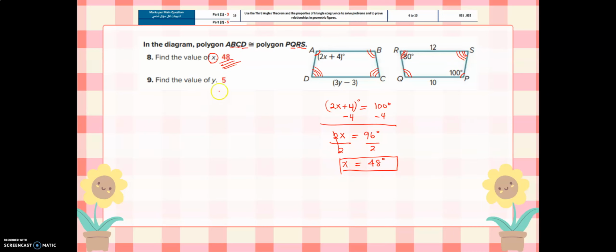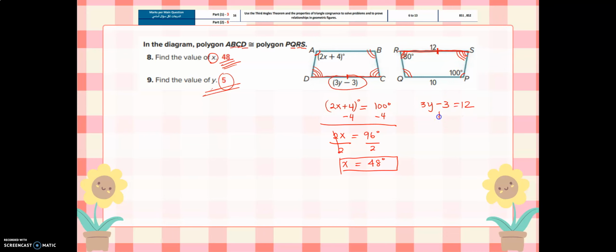Now, we are going to look for the value of y. So, according to this, the answer will be 5. Where will I get this? So, we know that this side corresponds to this side. Okay? So, this side is measured 3y minus 3, and that is equal to 12.